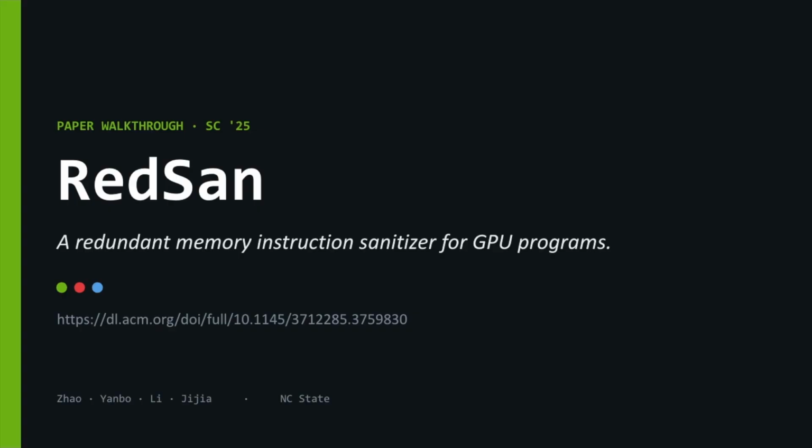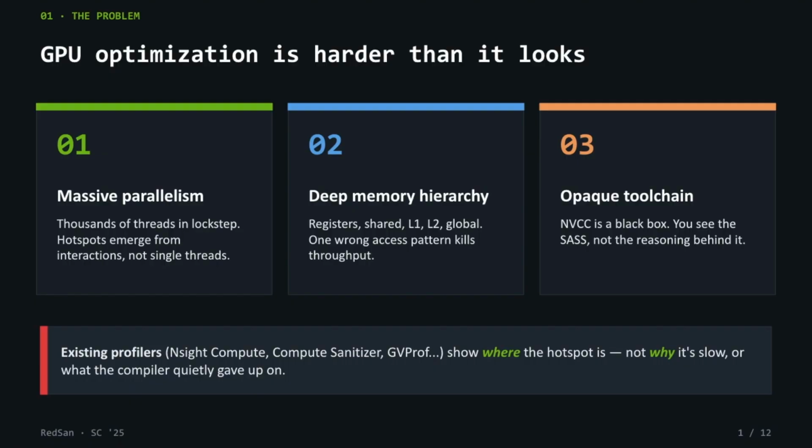So before we get into the details of this paper, let's look at one thing, and that is why GPU optimization is harder than it looks. Okay, there are three reasons. The first one is pretty obvious. We all know that GPUs are massively parallel, so it has thousands of threads working together in lockstep, and how these threads work together, that's where the hotspots in your code emerge from. Hotspots are basically inefficiencies or where your code essentially lacks, and so it's not single thread dependent.